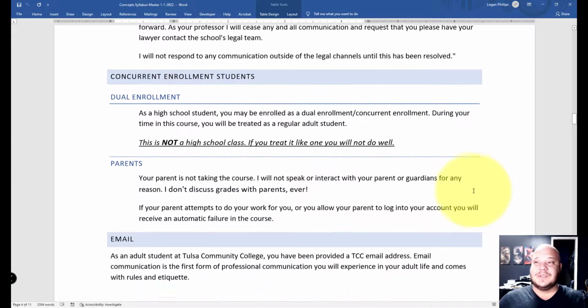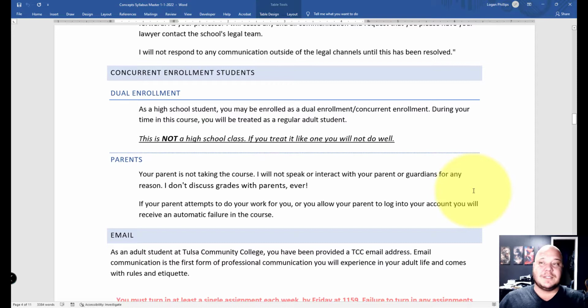Concurrent enrollment students. If you are a concurrent enrollment or dual enrollment student, you are a high school student inside of a college classroom. I want you to understand that as your time in my college classroom is, you will be treated as an adult. I will under no circumstance ever speak to an adult about your grades. I will only speak with you.